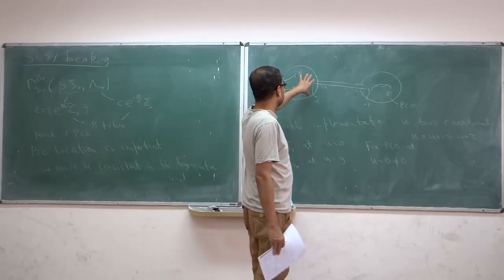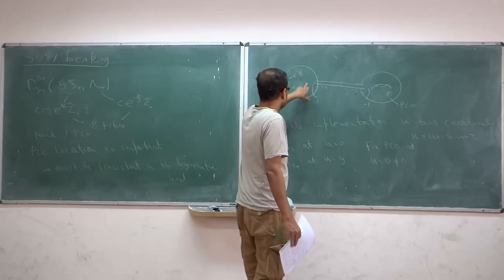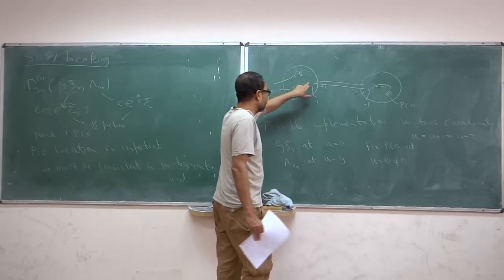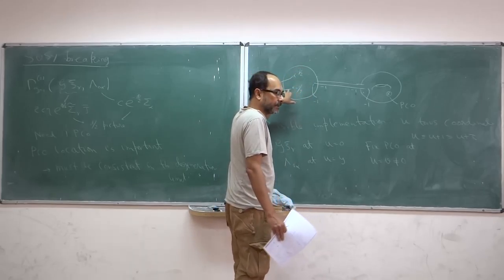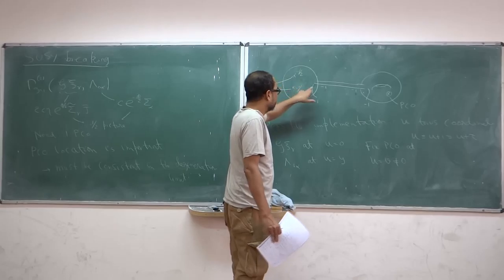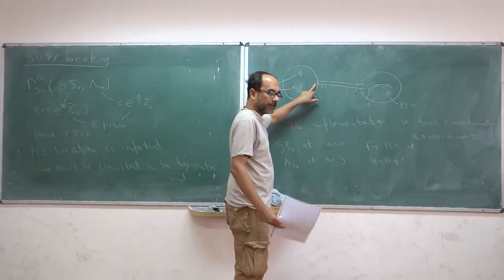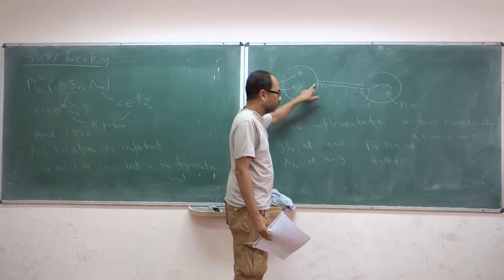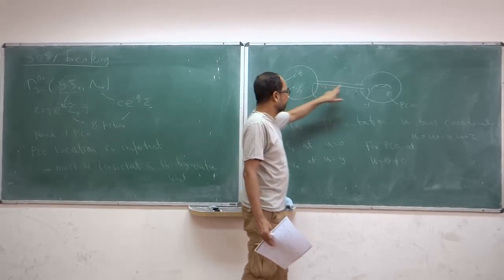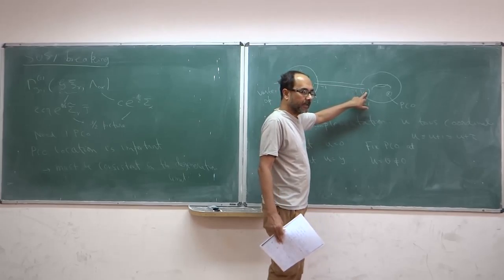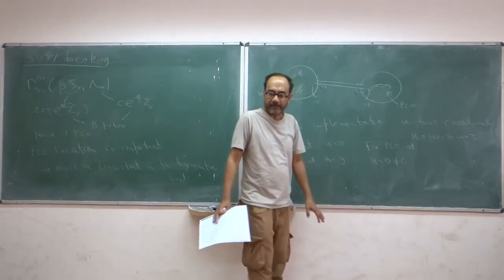In the sense that you put a PCO here, so if you put a PCO here, these two together add up to picture number 0. So this vertex operator has to have picture number minus 2, because the total picture number has to add up to minus 2. So this will be 0, this will be minus 2, this will be 0. So picture number would have been conserved.